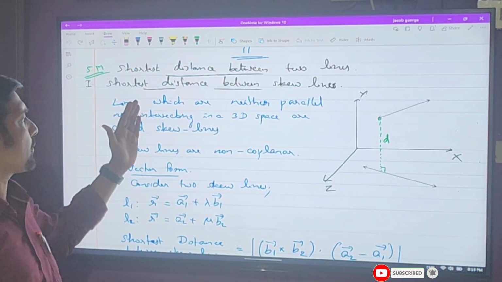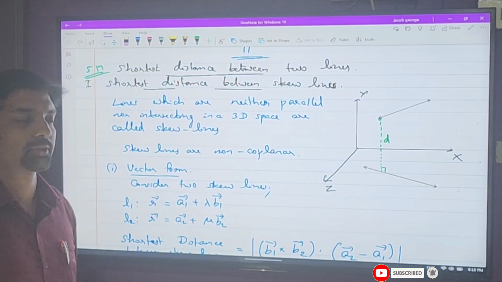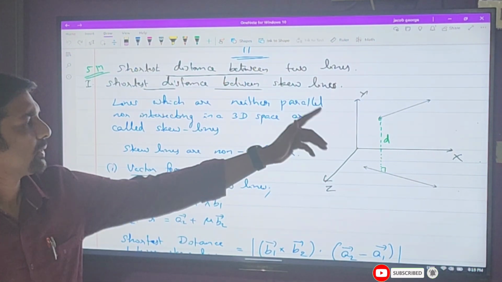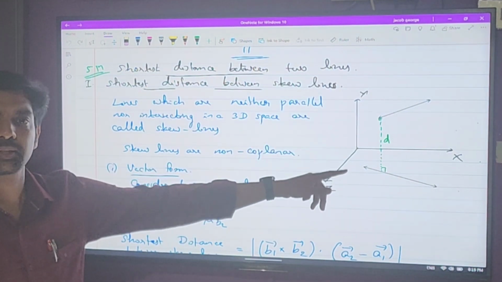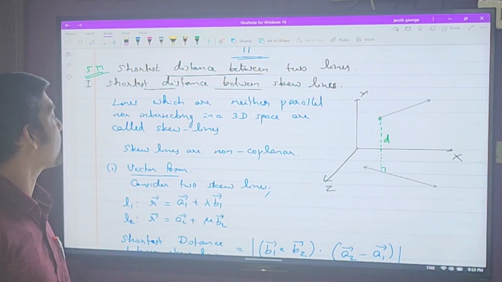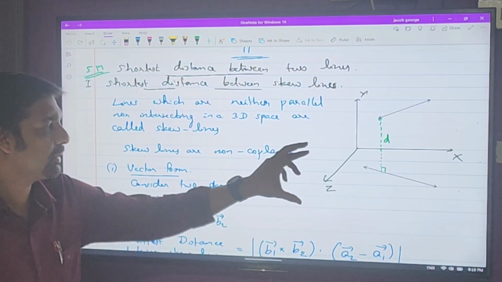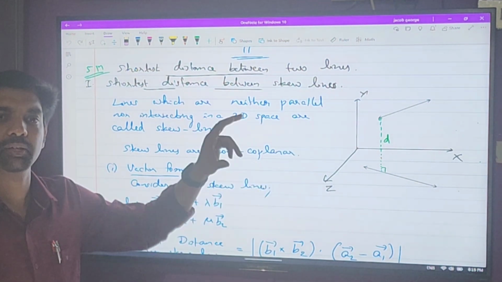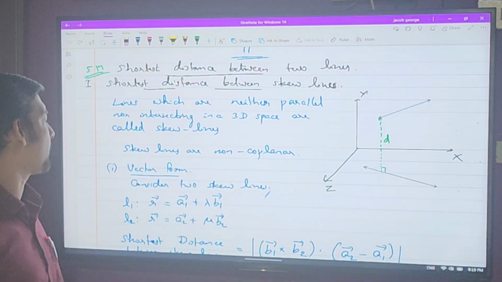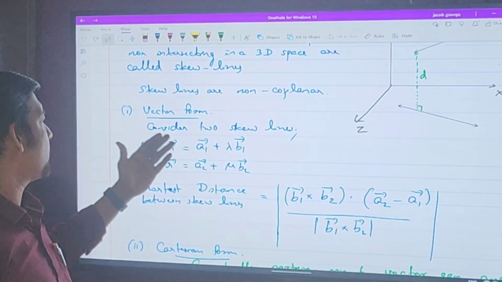Number one, shortest distance between skew lines, and number two, shortest distance between parallel lines. So look at this. Two lines which are neither parallel nor intersecting are called skew lines. So they will be in two different planes, because if they are in the same plane, if they are coplanar, they will intersect. So they are non-coplanar.